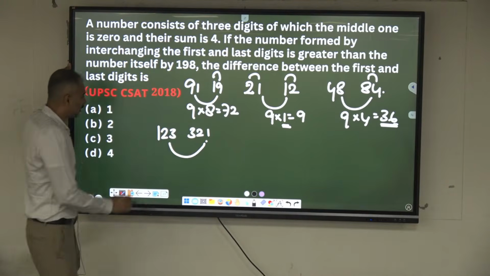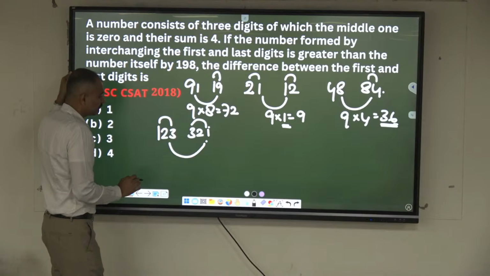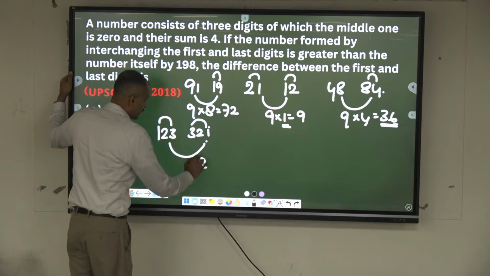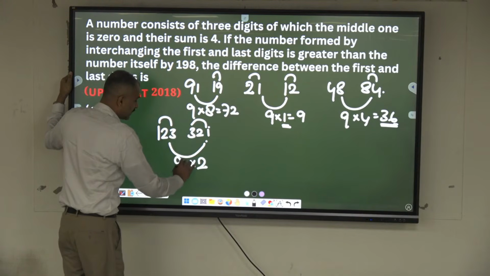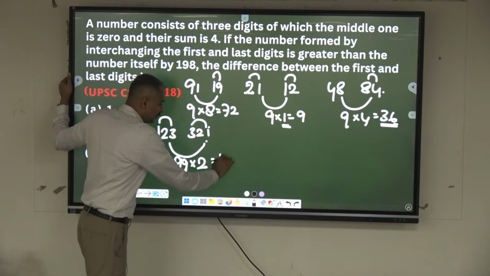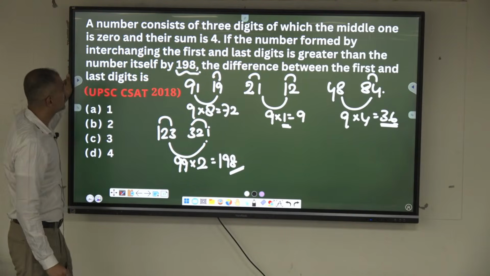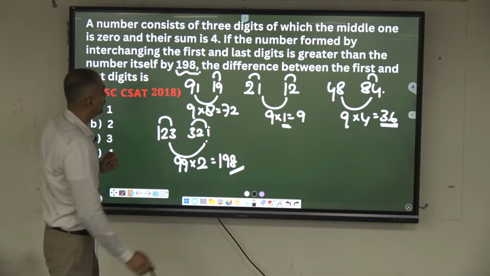Okay. The difference between the first and the last number here is 2. The difference between these two numbers is 99 times 2. What is 99 times 2? 198. Are we having this 198 here? Yes.